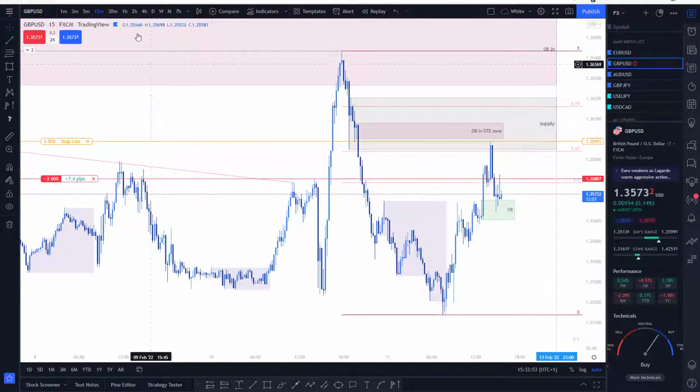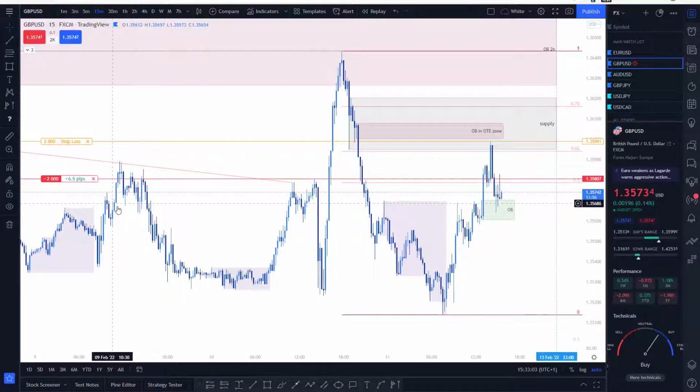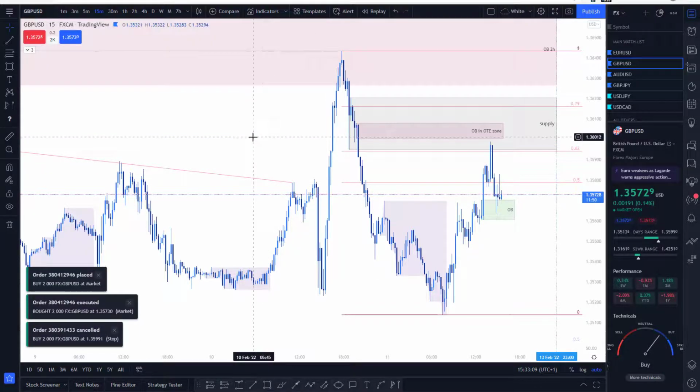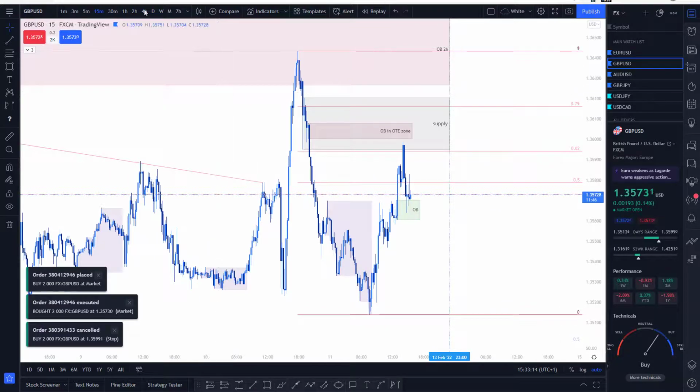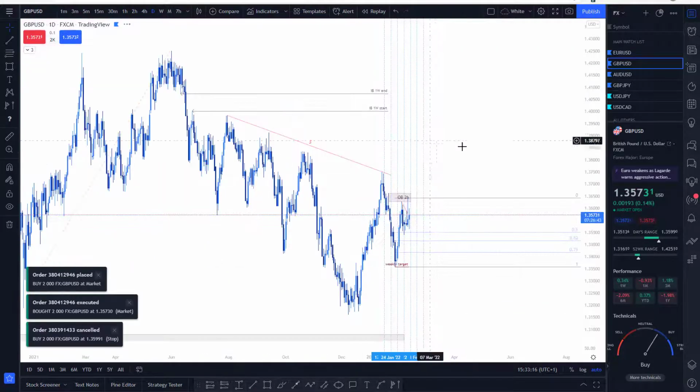So GU, I will hide this order, or I will close it. I am some pips in profit. I will not push it. So this order is closed. Yeah, let's go on a daily first.